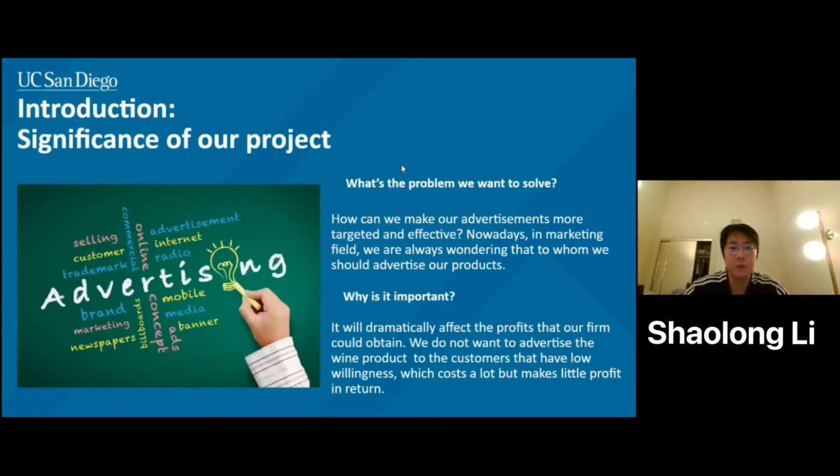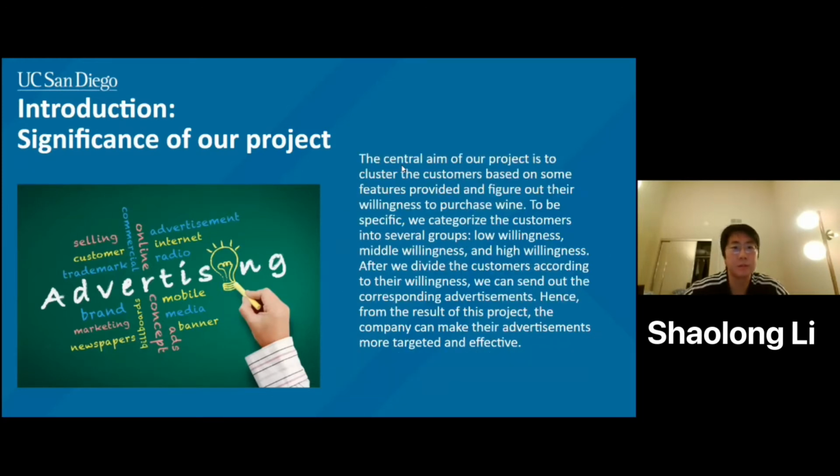Okay, so the problem we want to address is how can we make our advertisement more targeted and effective? And why is it important? Because we want to advertise to customers who have the highest willingness to buy our product. Therefore, we can make the most profit from the least amount of resources. So the central aim of our project is to cluster our customers into 3 groups and send out the corresponding advertisements to the specific group.